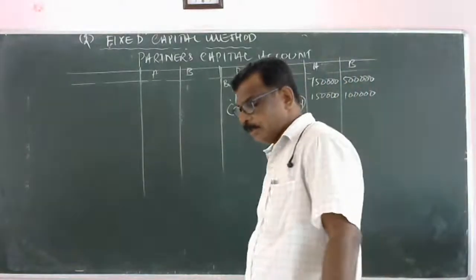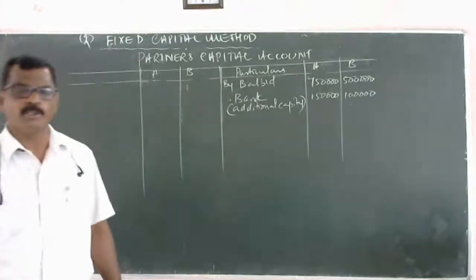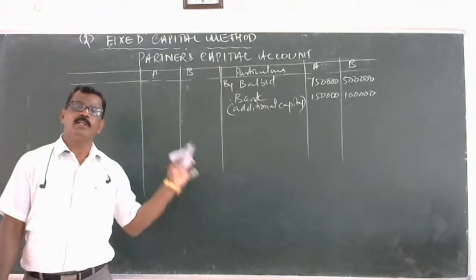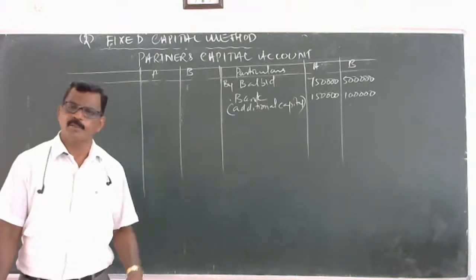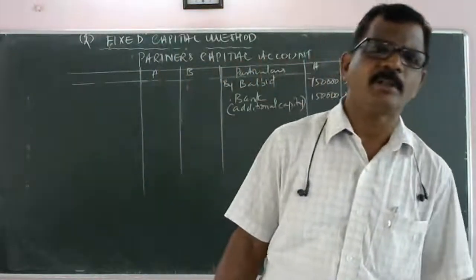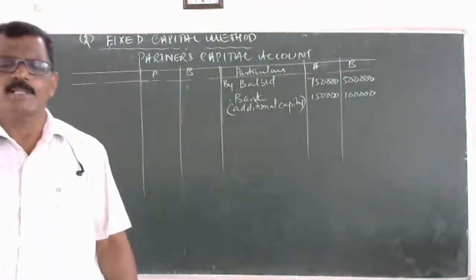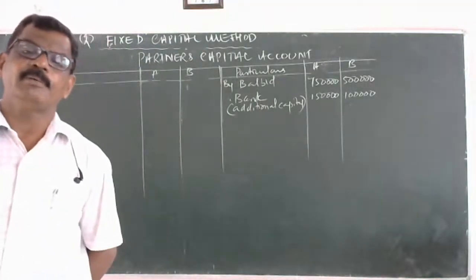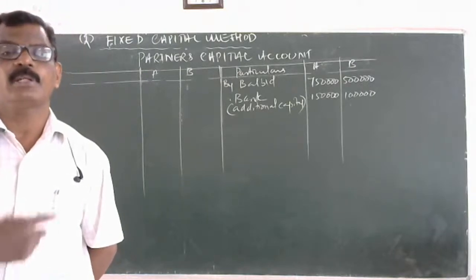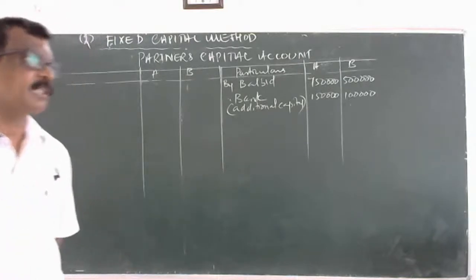If drawings are capital drawings, if the drawings are the amount withdrawn from capital, then it should be taken in the capital account. Otherwise, it is not. It is not specifically given whether drawings are capital drawings or not. We have to assume that drawings are other than capital, therefore it is not taken in the capital account. If drawings are capital drawings, then it should be debited to partners capital account.